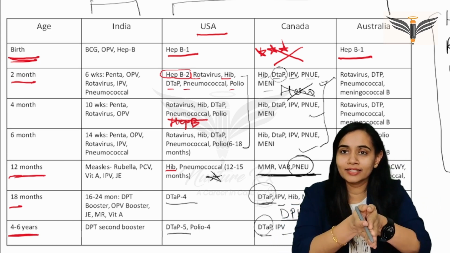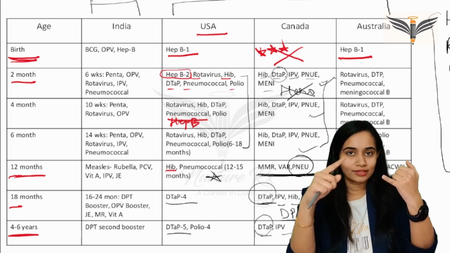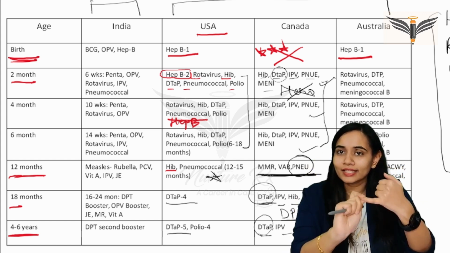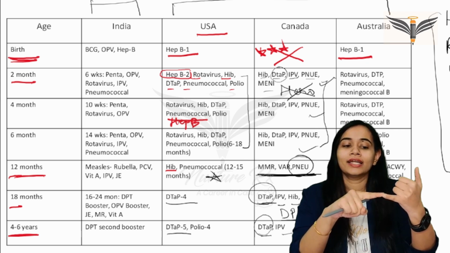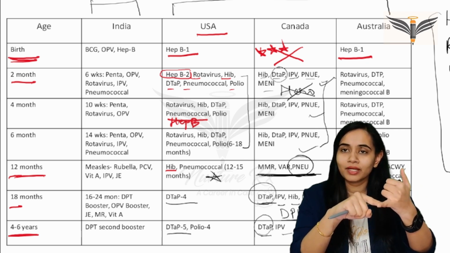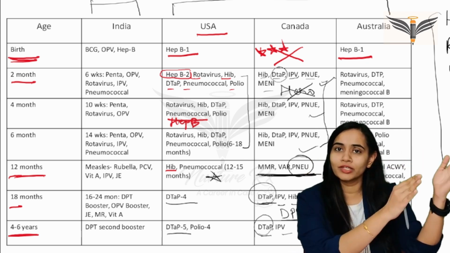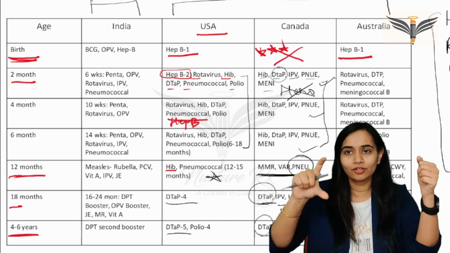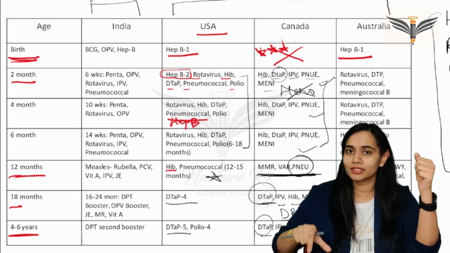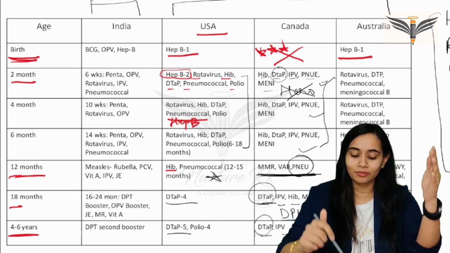Right? So Canada is clear. Let's revise it once. At birth, nothing has to be given in Canada. Then at 2 months, 4 months, 6 months, our mnemonic is there. We'll remove the hero. Rest of the mnemonic will be placed at 2 months, 4 months and 6 months. Those vaccines will be given.